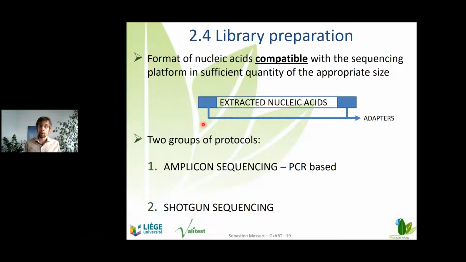Shotgun sequencing is the second group of protocols. There, instead of targeting a specific region, you take all the RNA or all the DNA that you have and you cut it in small pieces. And adapters will be added to these small pieces, but there is no PCR targeting a single region of the genome. For amplicon sequencing, you can also read, for example, gene targeted, and for shotgun sequencing, you can hear about genome sequencing. We take shotgun, we take the whole nucleic acid, we shear it in small pieces. That's it.